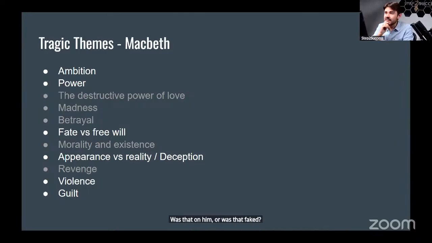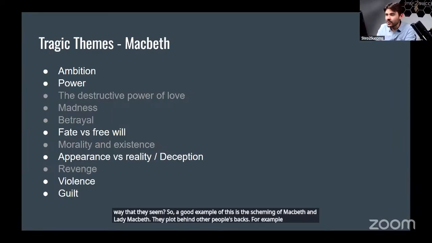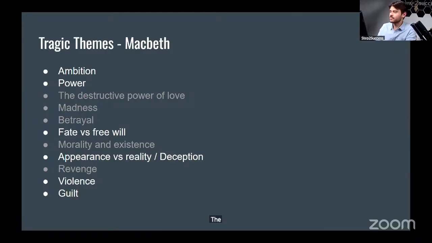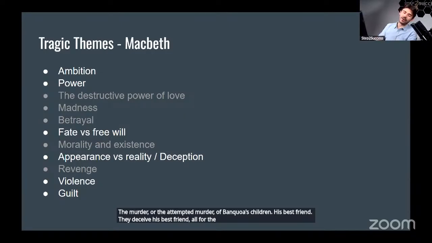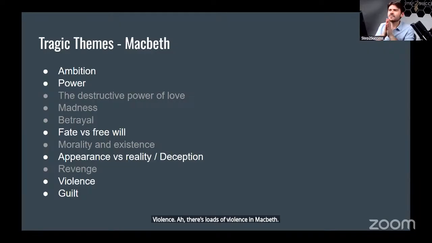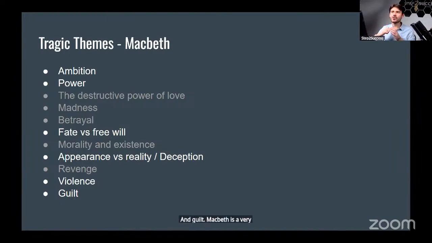Was that on him or was that fate? Appearance versus reality. Are things the way that they seem? So a good example of this is the scheming of Macbeth and Lady Macbeth. They plot behind other people's backs. For example, the murder of Duncan, the murder or the attempted murder of Banquo's children. His best friend, they deceive his best friend, all for the search for power. Violence. There's loads of violence in Macbeth. The murder of Duncan is probably the biggest example of violence, but there are others. And guilt. Macbeth is a very guilty character. He shows many examples of guilt throughout the play.